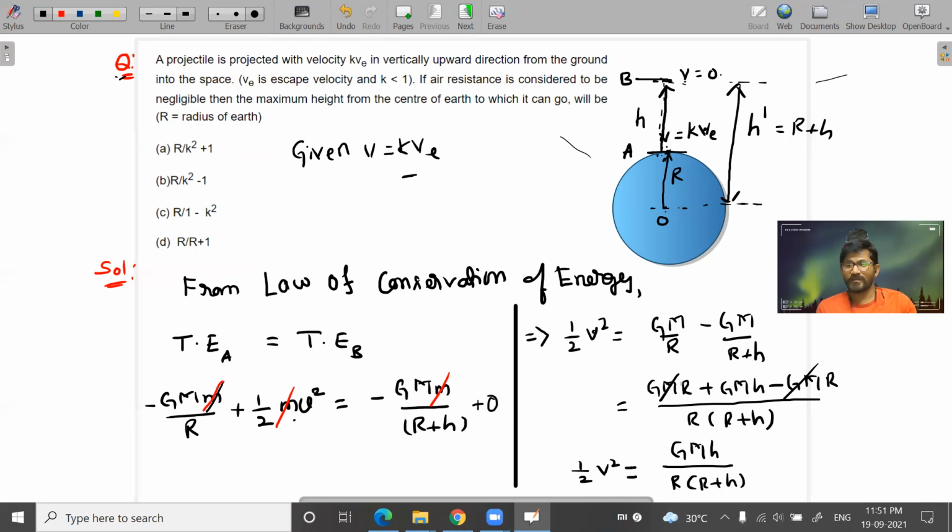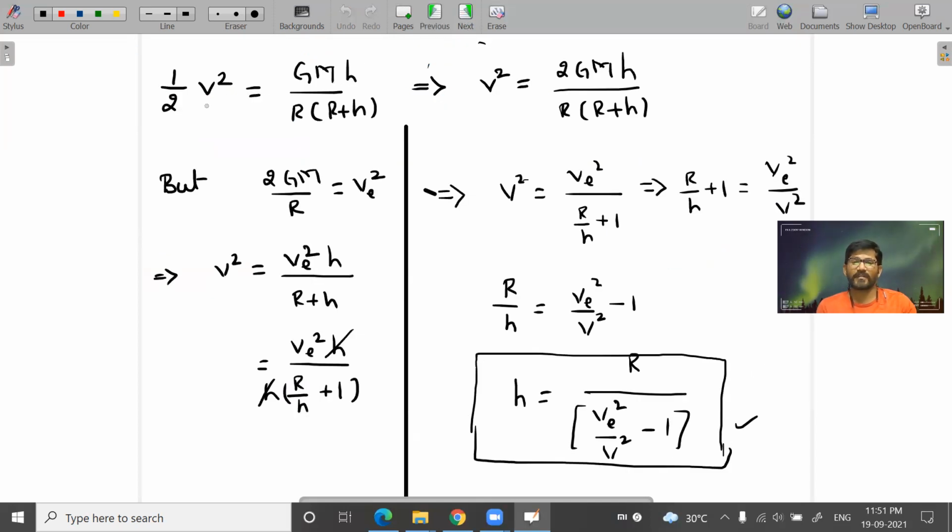Now on simplifying further, we get half v square equal to G M H by R into R plus H. After simplification, we can write v square equal to 2 G M H by R into R plus H. As 2 G M by R is nothing but escape velocity square, we can replace this with Ve square, and we can write v square equal to Ve square into H by R plus H. But as we want H, we can cancel out this H and H. So v square equal to Ve square by R plus H.